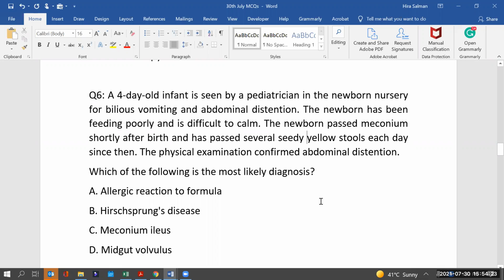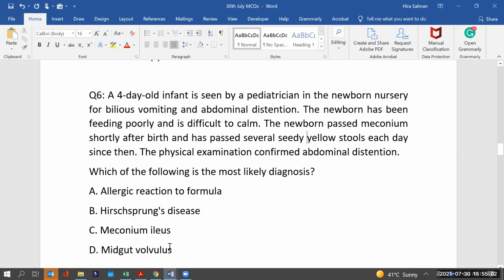Based only on history and physical examination, on the basis of signs and symptoms, vomiting is there, colicky pain is there, the abdomen is distended. So what do you think? What should be the provisional diagnosis here? Do you think it's an allergic reaction to formula? If there is an allergic reaction to formula, the baby should not be having meconium and yellow stools. The baby should be having severe diarrhea if there is any acute reaction to the formula feed. And the baby might also have a rash around the mouth; yes, that is also one of the symptoms.